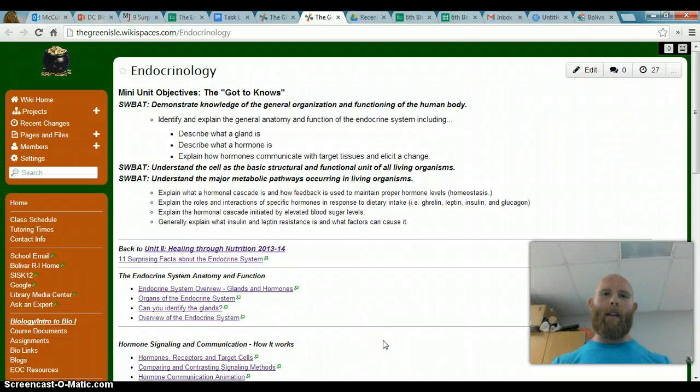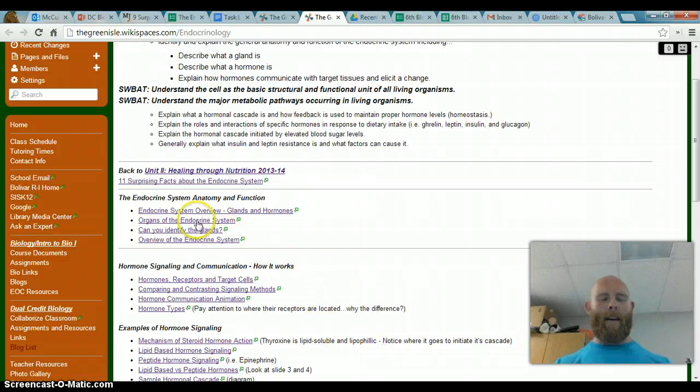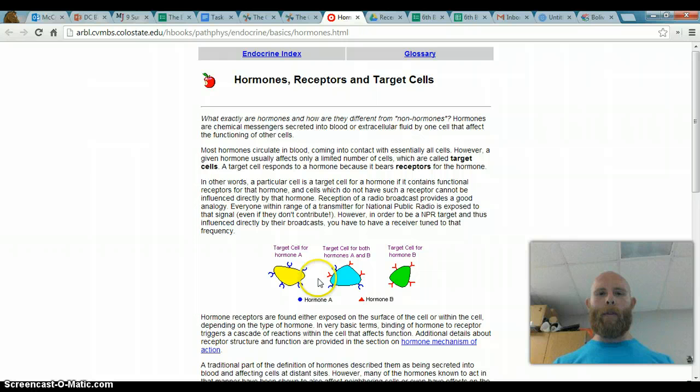Hey guys, let's go over some hormone basics and the basic function of the endocrine system. Right in this region here, I've got a section of resources that are specific to how hormones signal each other or communicate. First, let's take a look at hormone receptors and target cells. First of all, here's a big concept you need to understand.